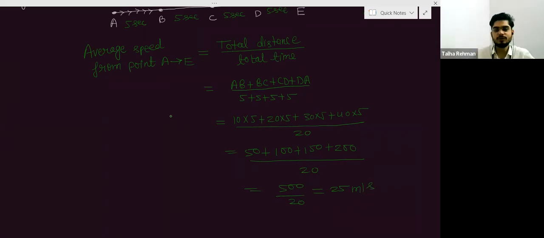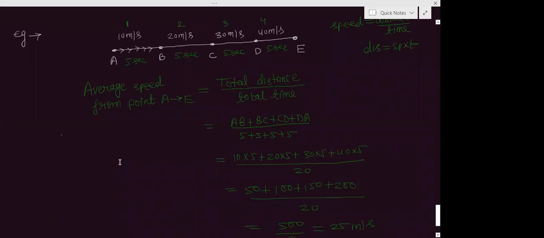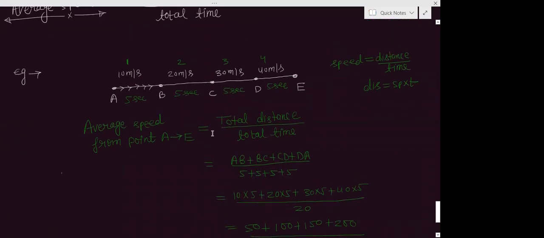Achha, you cannot calculate the average speed like this. This is your first speed, this is your second speed, this is your third speed, this is your fourth speed. You cannot do the average like 10 plus 20 plus 30 plus 40 divided by 4. This will be the wrong method, so don't do this. We will use this formula and accordingly we will calculate the speed.